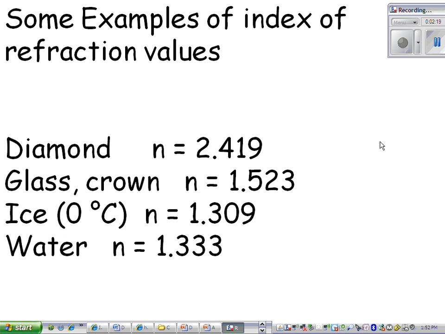Some other examples of index of refraction: for diamond it's 2.419, crown glass 1.523, ice is 1.309, and water is 1.333. As a matter of fact, this is why you can see ice when it is in water.